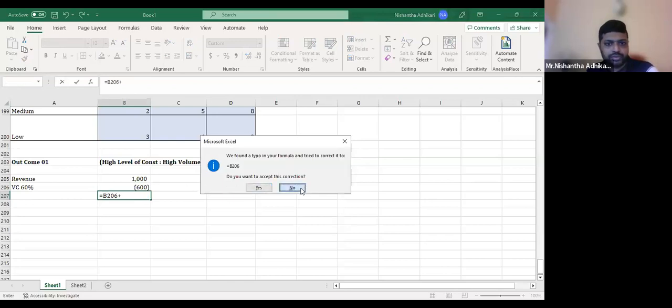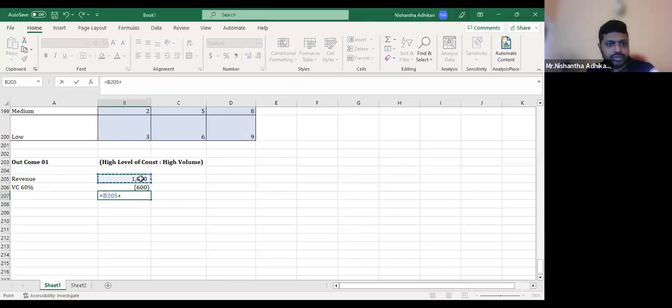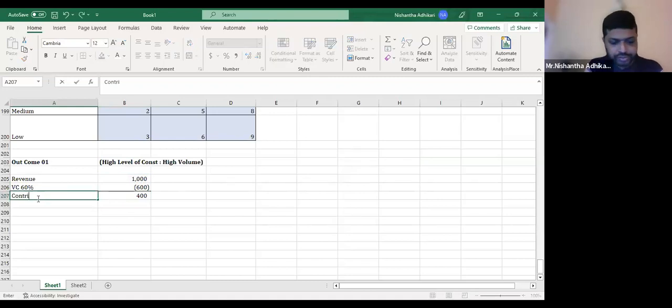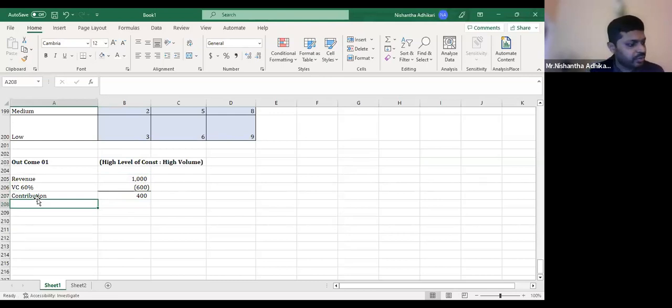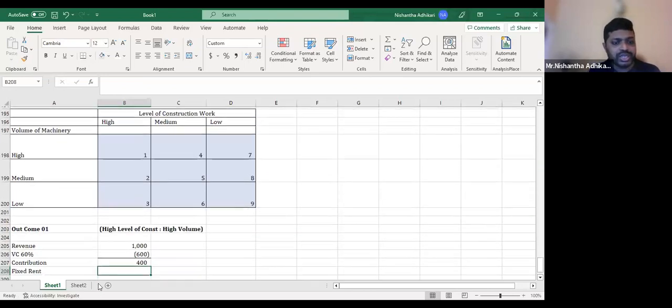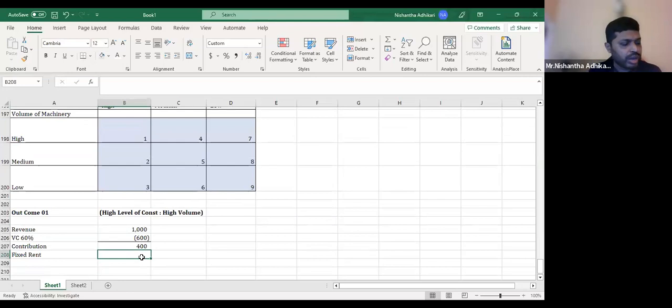So 400 million is the contribution. Now, if you hire a fixed charge, or fixed rent, for high volume machinery, how much do you have to pay? A fixed charge of 200 million. For high volume machinery, you have to pay 200 million.